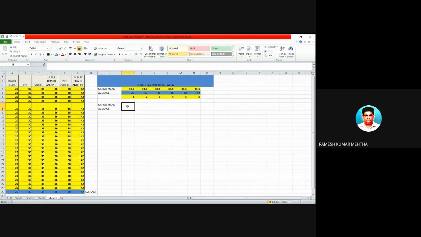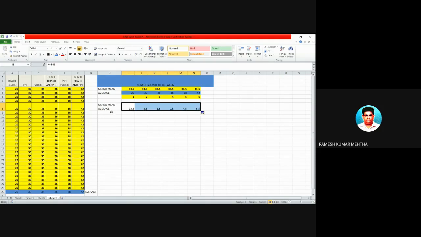So that is equal to... you can have mean average minus grand mean, or grand mean minus average. It will not make any difference as of now. So that is equal to 33.5 minus 20. So I got 13.5, and you can drag. So you got the difference of grand mean minus average.